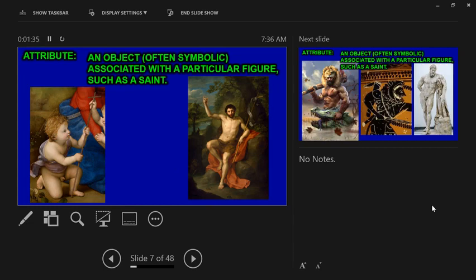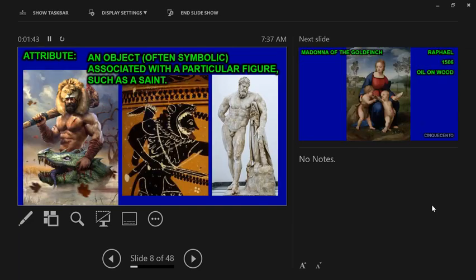Now, I want to remind you guys what an attribute is. I talked a little bit about an attribute last semester. So last semester we talked about this guy. Who is this guy? Yeah, well, they're all the same guy. Right, it's Hercules. That's the Roman name. Heracles is the Greek name. How can you tell it's Heracles or Hercules? What is it? The lion skin, right? That's the attribute. It's a symbol that is with the person that identifies who they are.